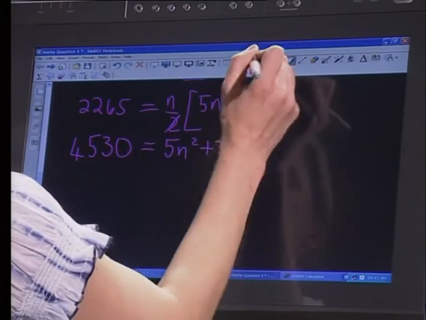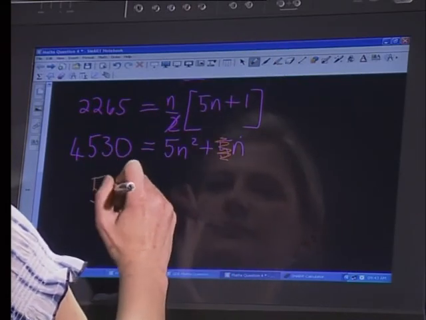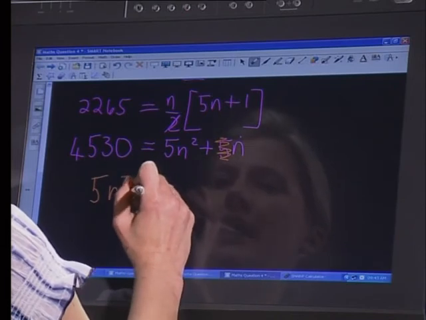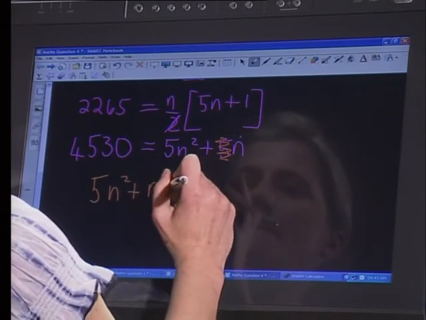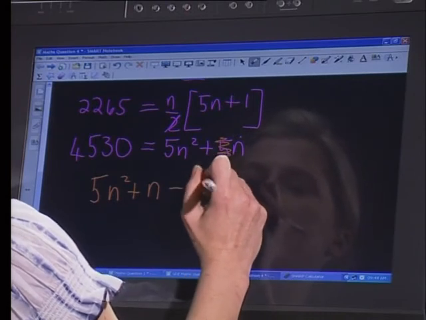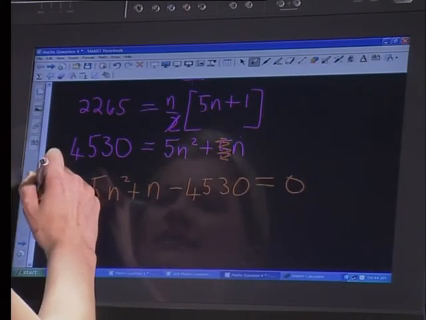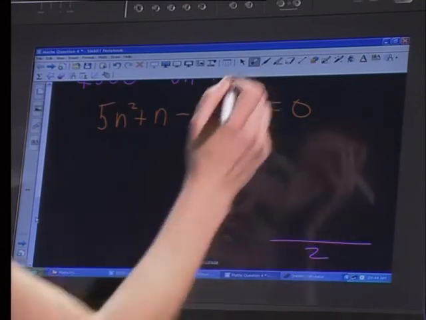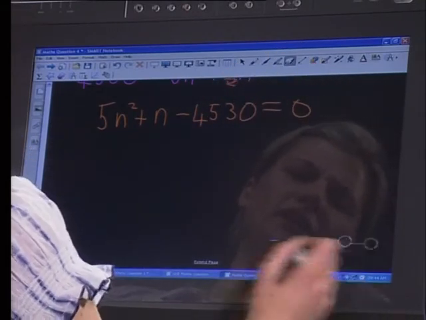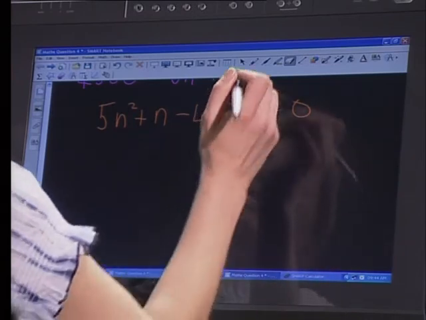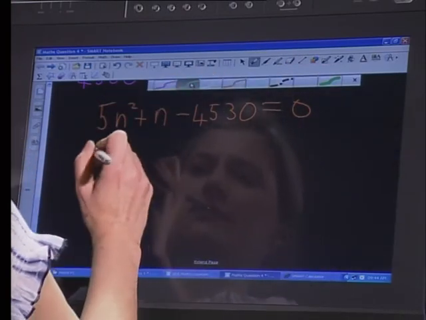Okay, so I'm going to erase the rest of my question, and I'm going to go back to this point over here. That is 5n squared plus n, not 5n. So I'm going to say, right, 5n squared plus n minus 4530 equal to 0. And once again, guys, big numbers, not necessarily too easy to solve. You might get lucky if you play around on your calculator and get the correct answer immediately. But let's not waste any time, and we'll put it straight into the quadratic formula.